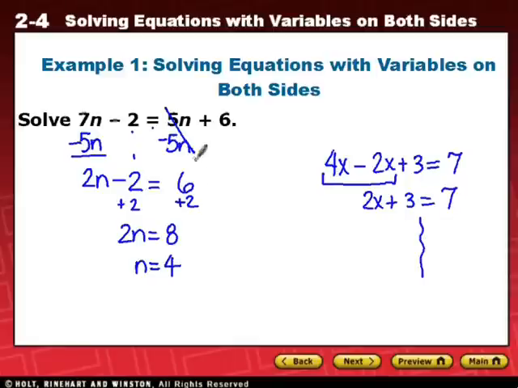Now in the problem we just did, we had to do the opposite of the 5n because I want to move it from the right side of the equation to the left side. So make sure you know the difference between moving things from one side of the equation to the other when you're using opposites and when you're just going ahead and combining like terms on a single side.